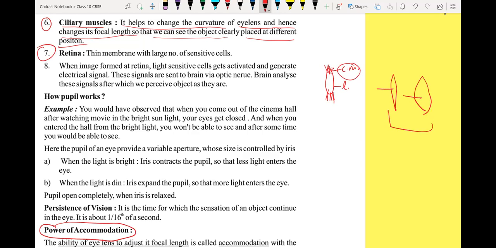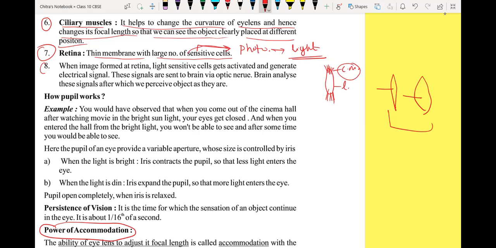Next, we have the retina. The retina is a thin membrane with a large number of photosensitive cells. Why are they photosensitive cells? Because these cells are sensitive to different colors of light, and photo means light.